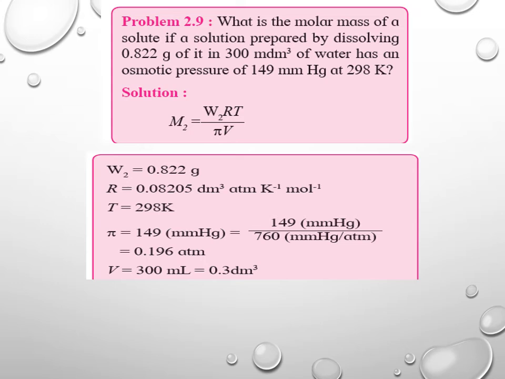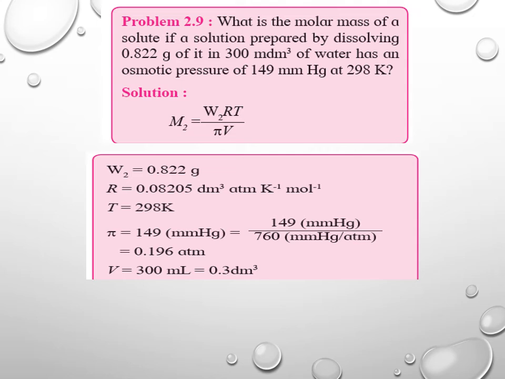Then writing down the data that is given to you. The weight of solute is given, 0.822 grams. The gas constant, mostly it will be given, otherwise you will have to learn it by heart. That is, the value of R is constant. Temperature is given to you, 298 Kelvin. Now osmotic pressure here is given as 149 mmHg, but we want it in atm. So just divide it by 760, and you will get 0.196 atm.